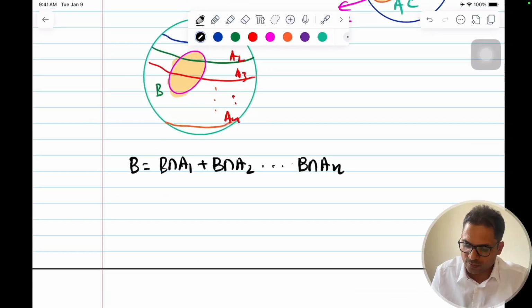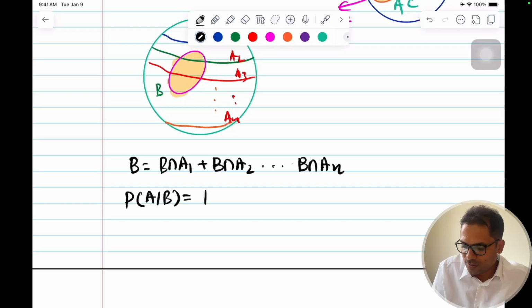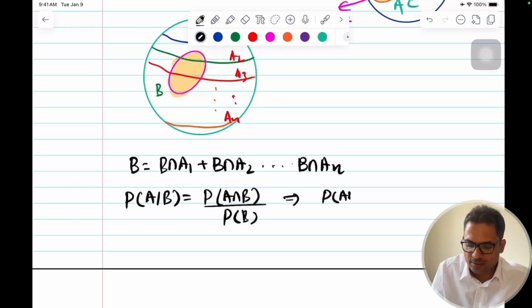How did we break this down? This is B intersection A. This can be written from the conditional probability, right? What is the conditional probability? Do you remember? P of A given B is equal to probability of A and B by probability of B. And this implies the chain rule: probability of A intersection B is equal to probability of A given B into probability of B.